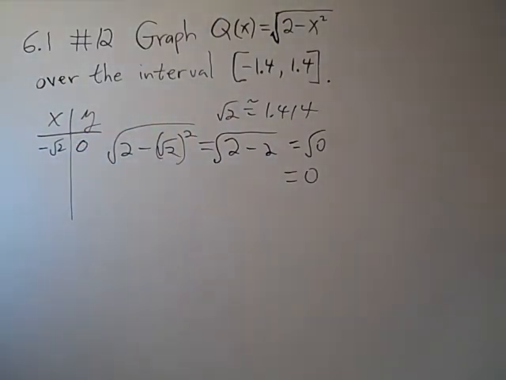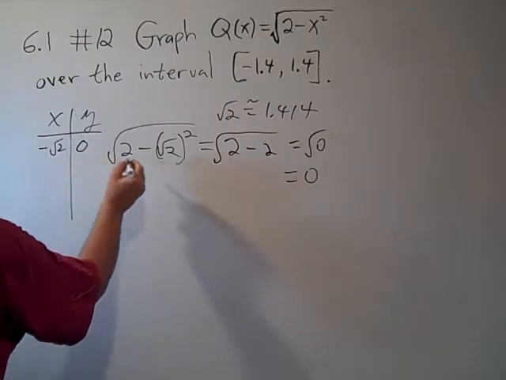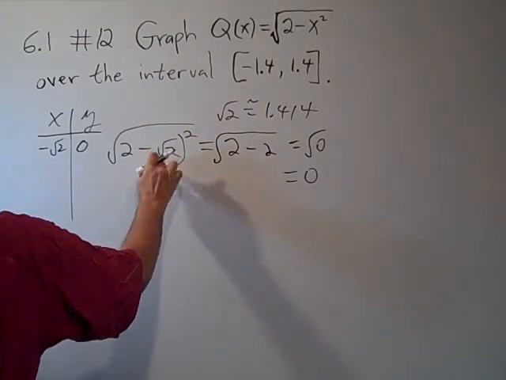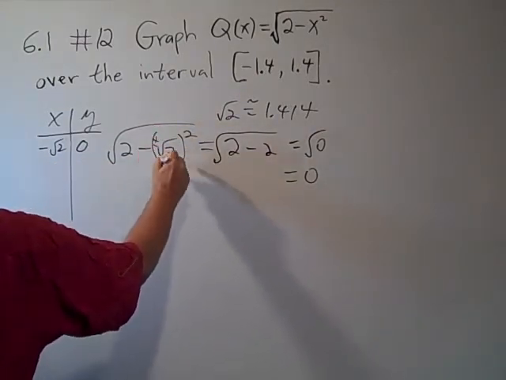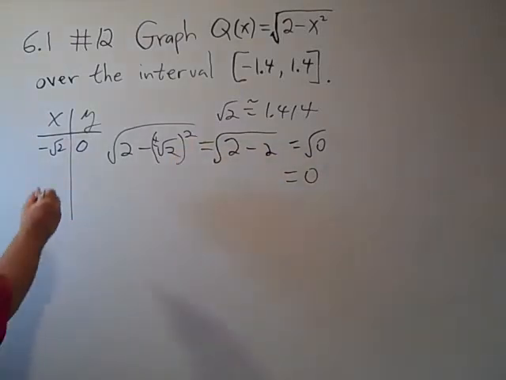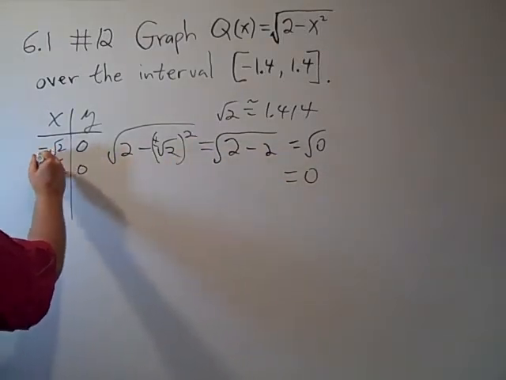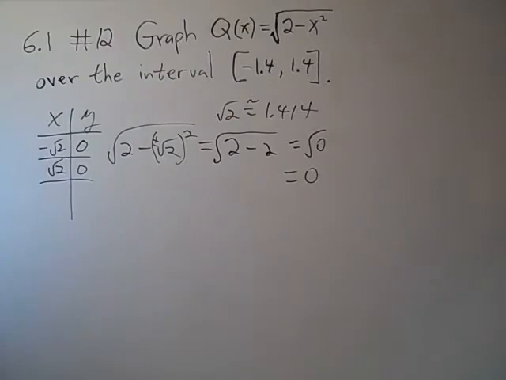So at negative the square root of 2, this expression equals 0. And notice that also at the positive square root of 2, it wouldn't matter if this in here was positive or negative because it's being squared. So it's also 0 either way at those two endpoints. Now let's try some other points.